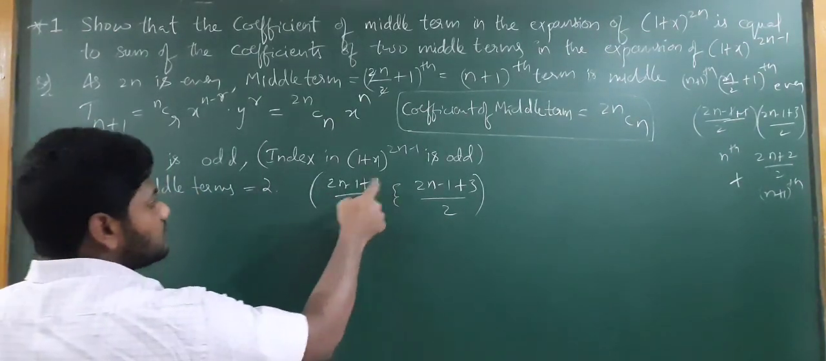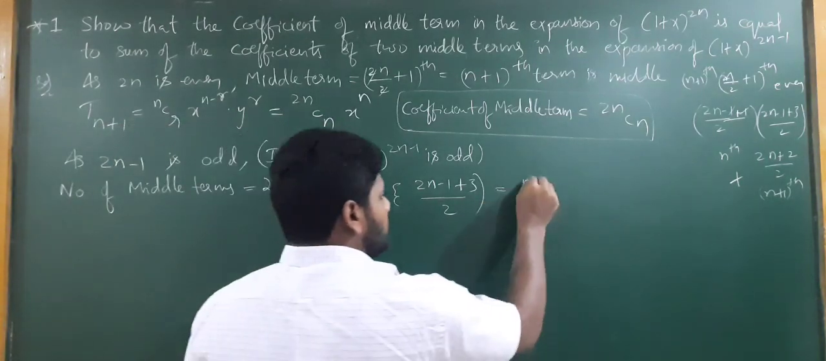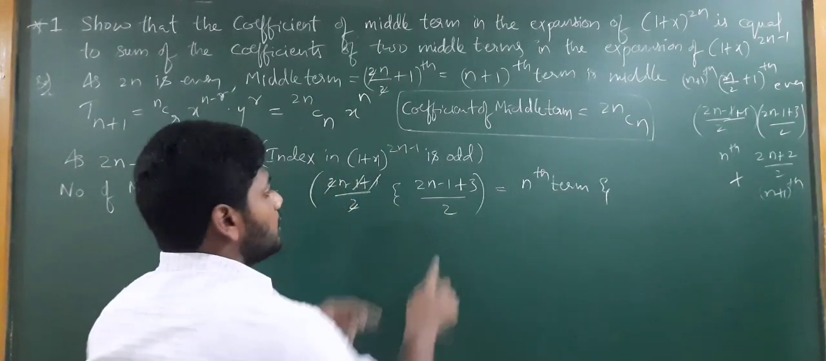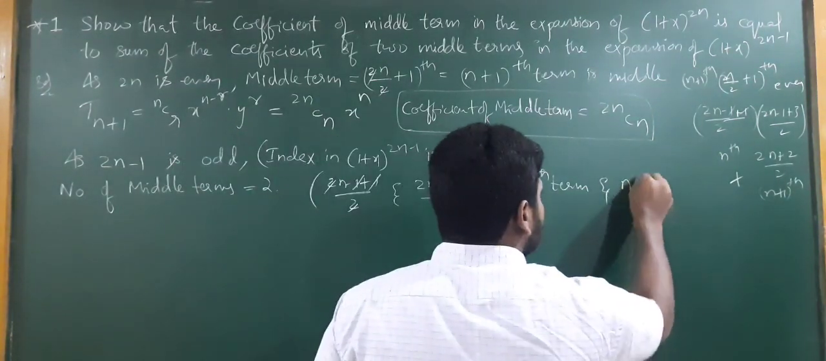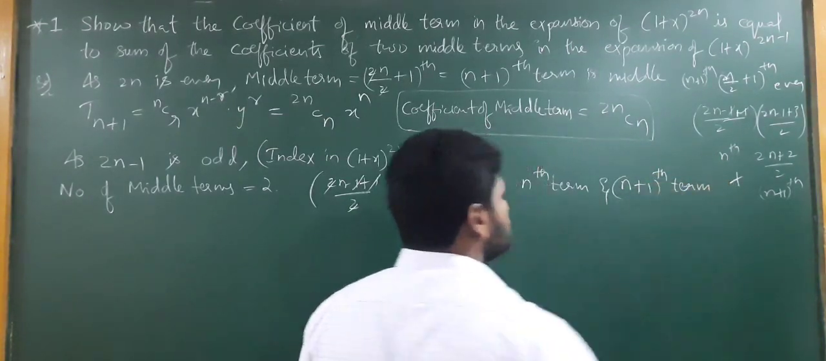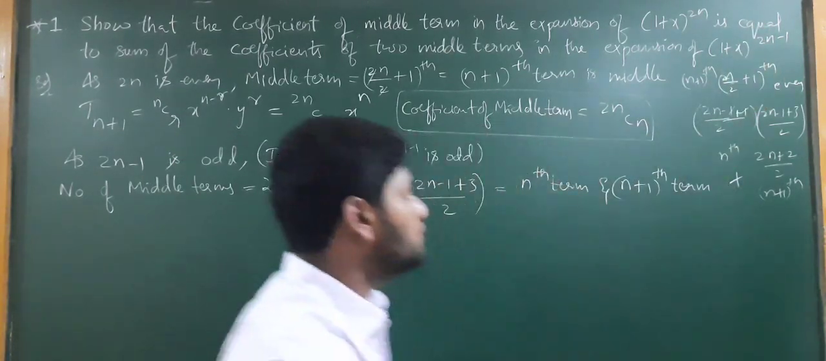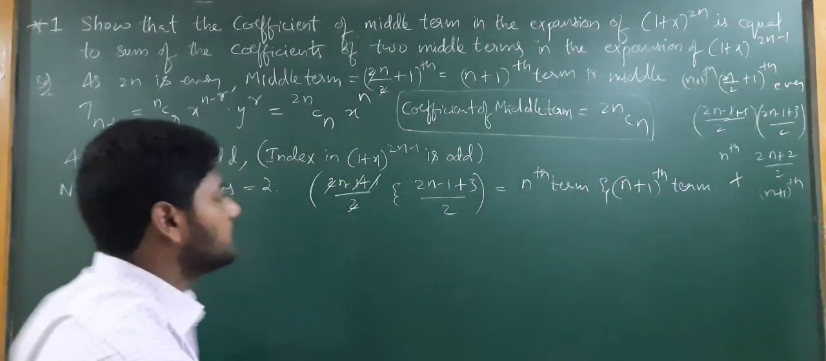See, what is 2n minus 1 plus 1? The minus 1 and plus 1 cancel, the 2 cancels, this is the nth term. And 2n minus 1 plus 3 is 2n plus 2, so (2n plus 2) by 2, if you take, we will get the (n plus 1)th term. So these two terms are middle terms in the expansion (1 plus x) to the power of 2n minus 1. Now we need to find the nth term and also the (n plus 1)th term.